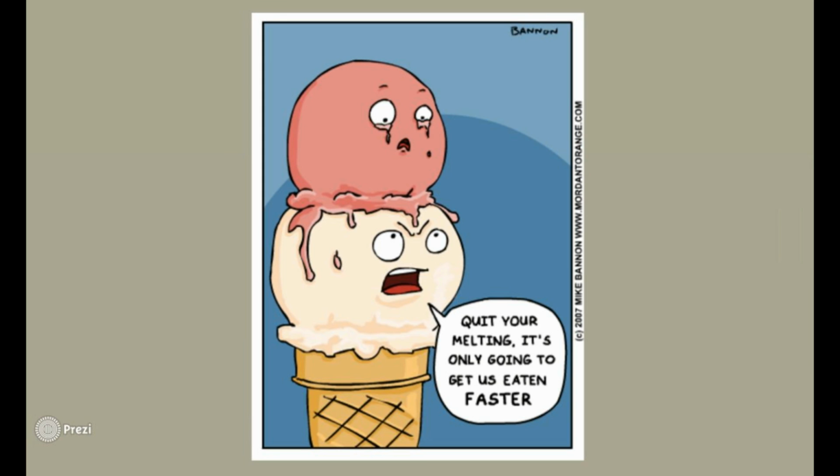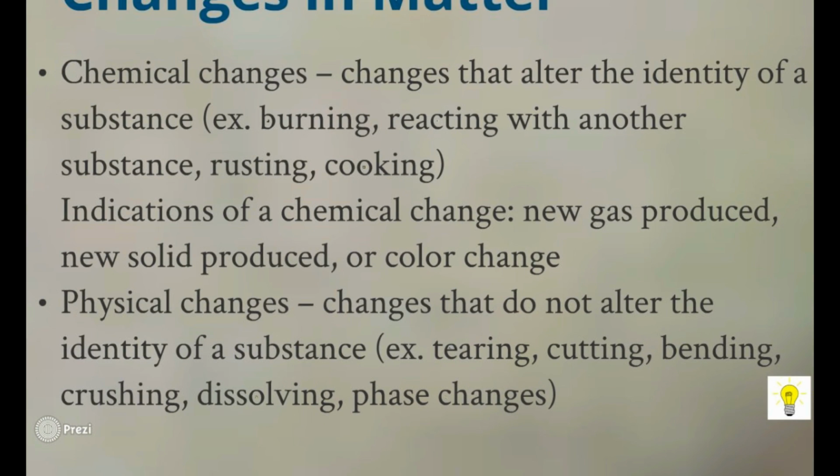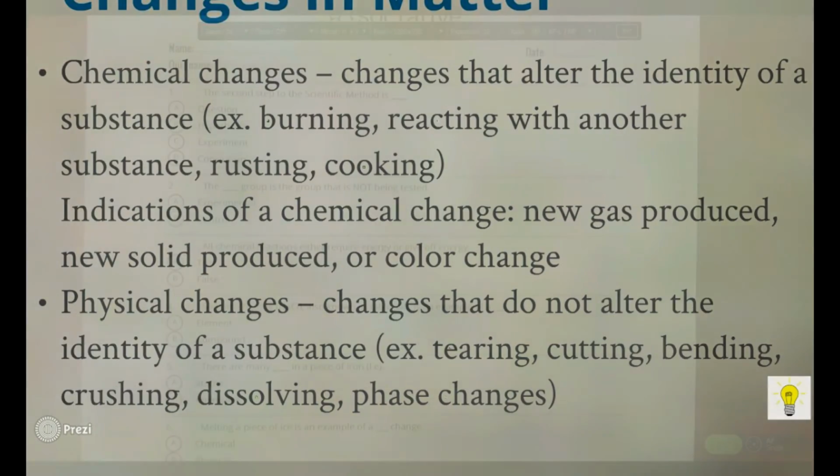Melting ice cream. Chemical or physical? This one gets people. Is it a phase change? You're going from a solid to a liquid. So that's physical. Now, if you left the ice cream out to spoil and smells sour, then that would be chemical. But that's a physical change. So phase changes and dissolving get people on this one. So be careful with those because they look like reactions, but they're not.